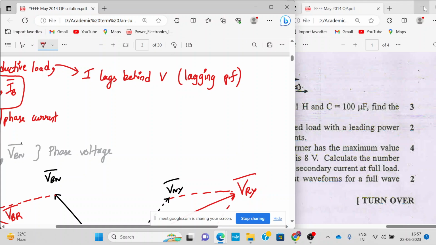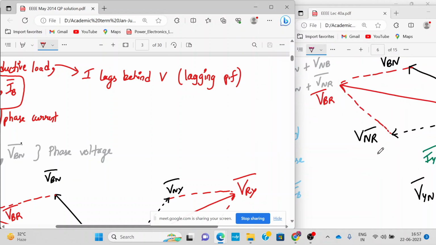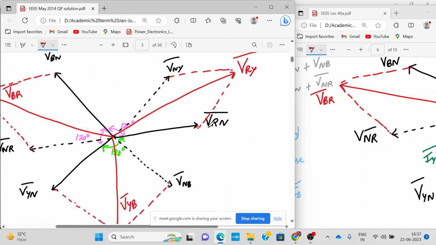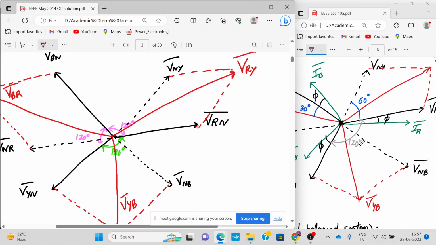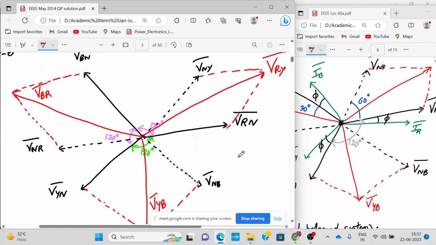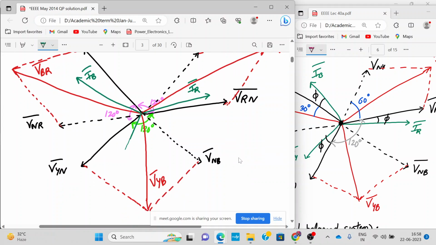Can anyone give me a hint? This is lagging, but we have to draw leading. We will represent the current after the voltages. Exactly. So let me draw, take green line. We'll represent the voltage over here, current over here. This will be IR. Understanding what I'm saying? This is IB and this is IY.